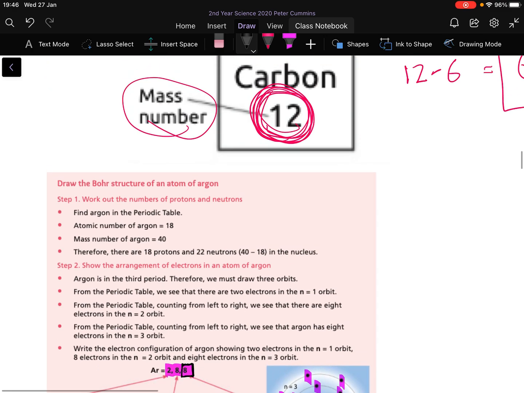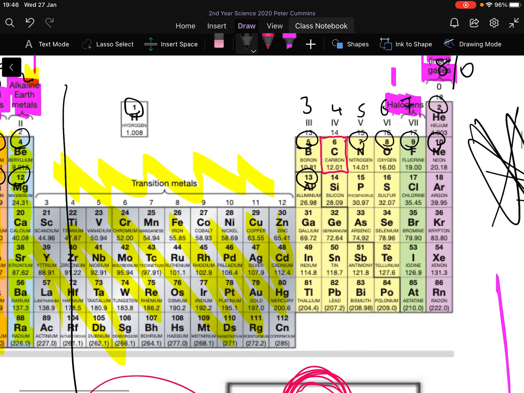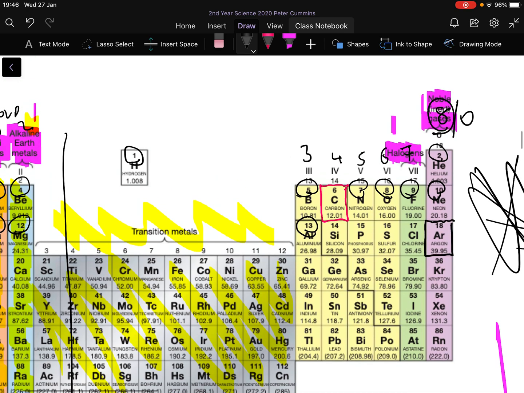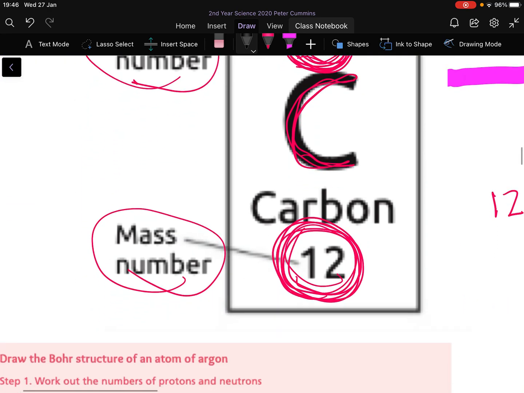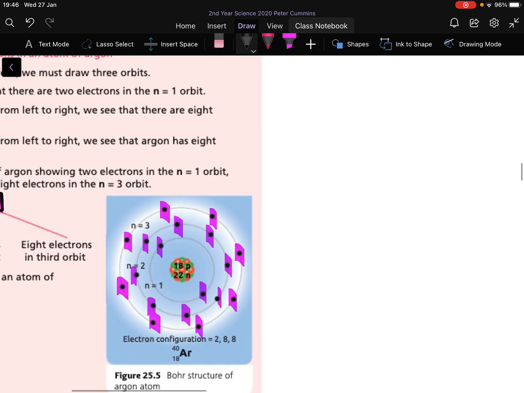I'm just going to make a quick link for you. So I go up and find argon on this big periodic table. Where's argon on that? Aha, it's over here. Here's argon. And argon is in group 8. So if it has 8 in its outer shell, like argon has, it's in group 8.